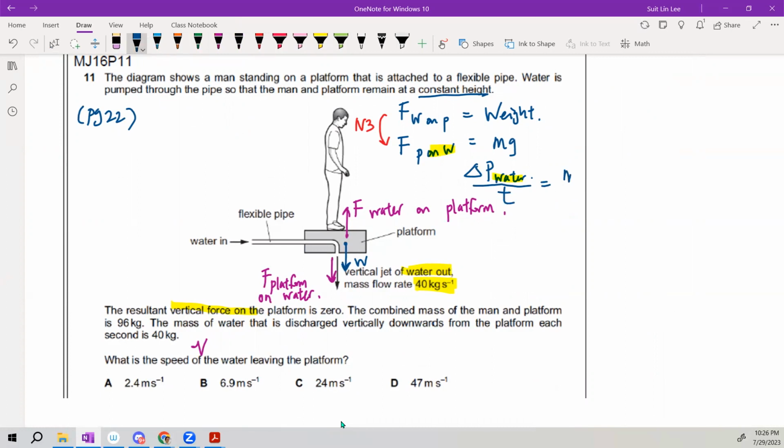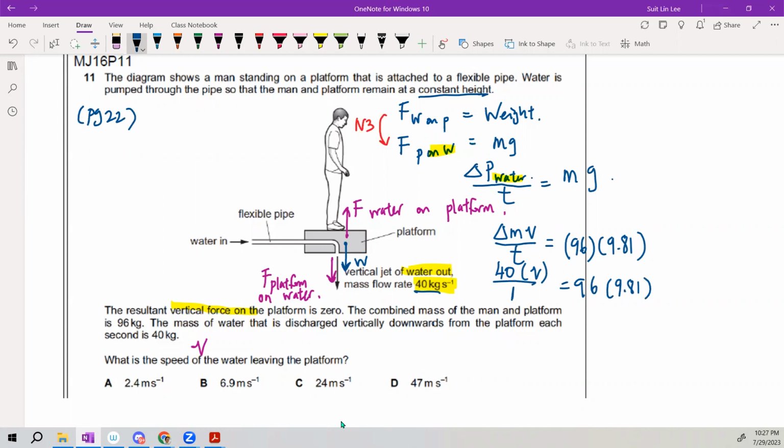This is mg. So to find the change in momentum of the water, I will take the change in mass times velocity, divide by time. Again, this is for the water. And then this will be the mass of the platform and the man, 96, times 9.81. So I know how much mass is coming out, 40 kg in 1 second. Then I can find the velocity.